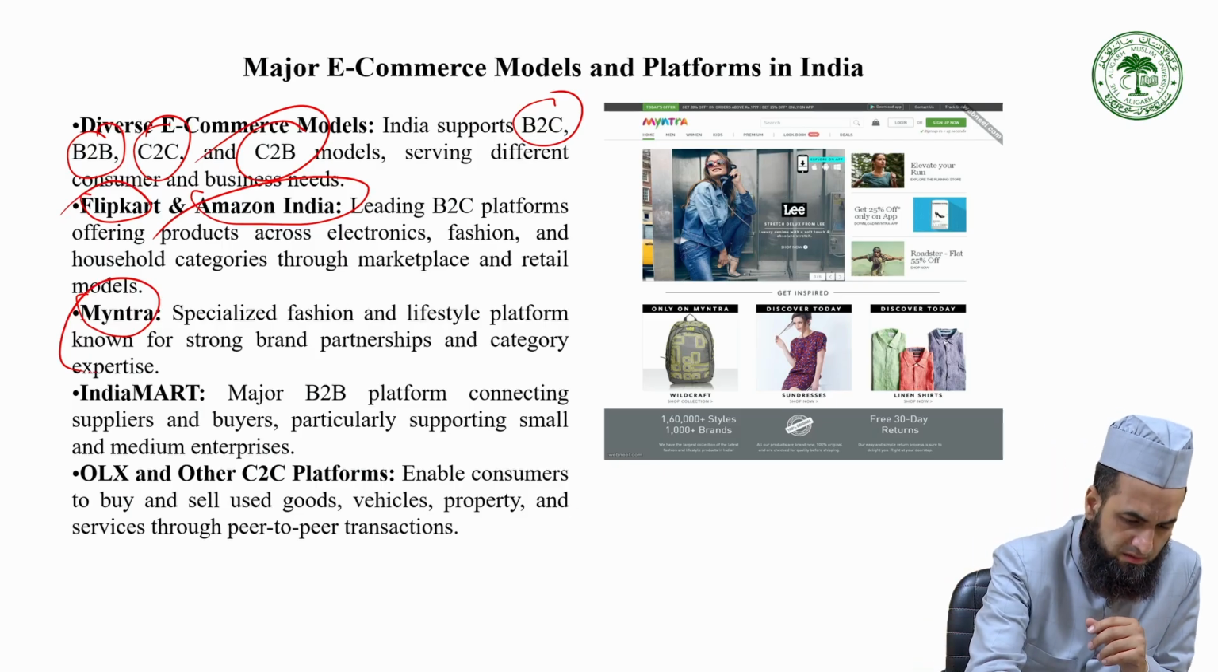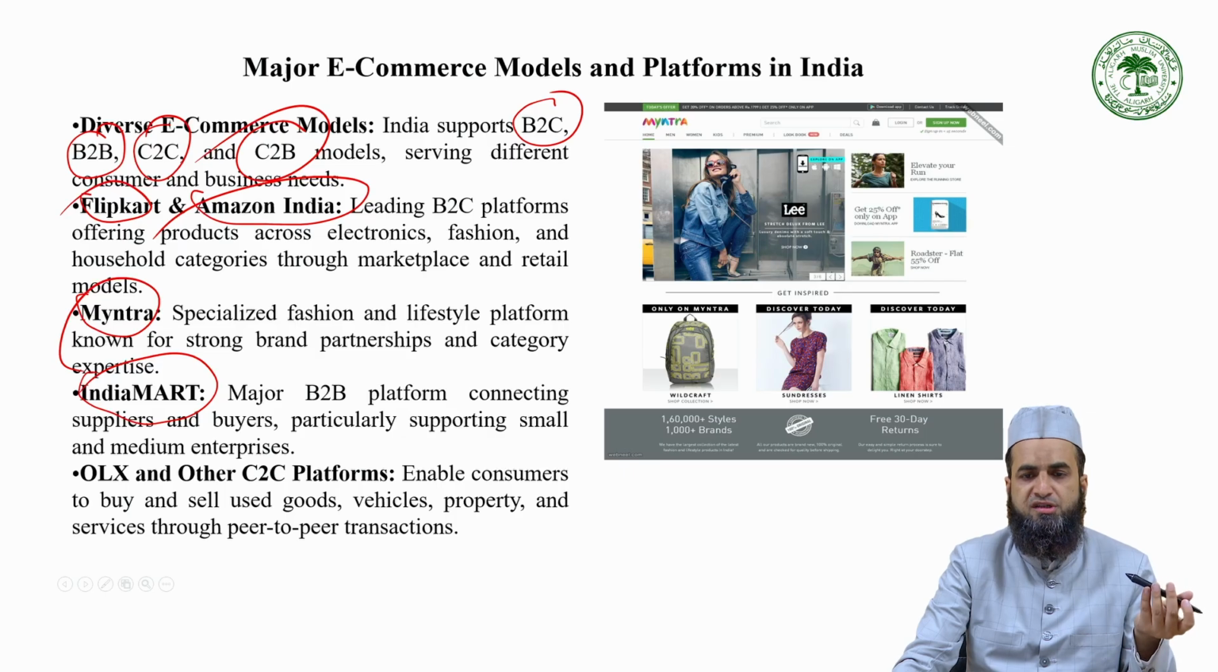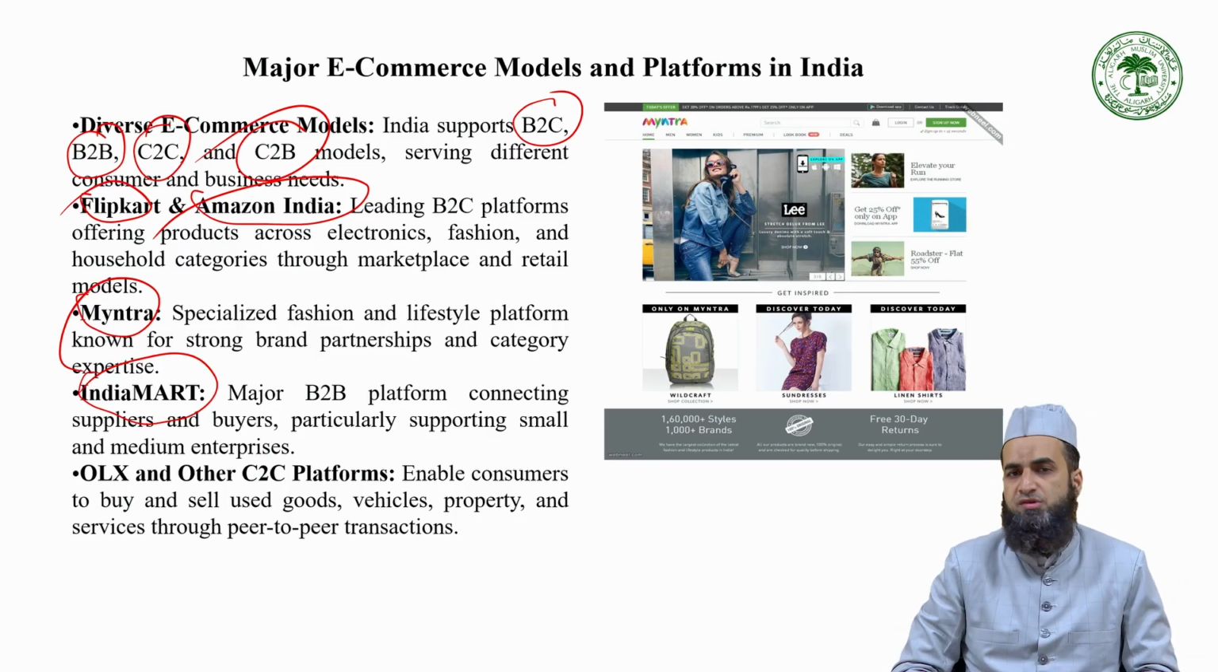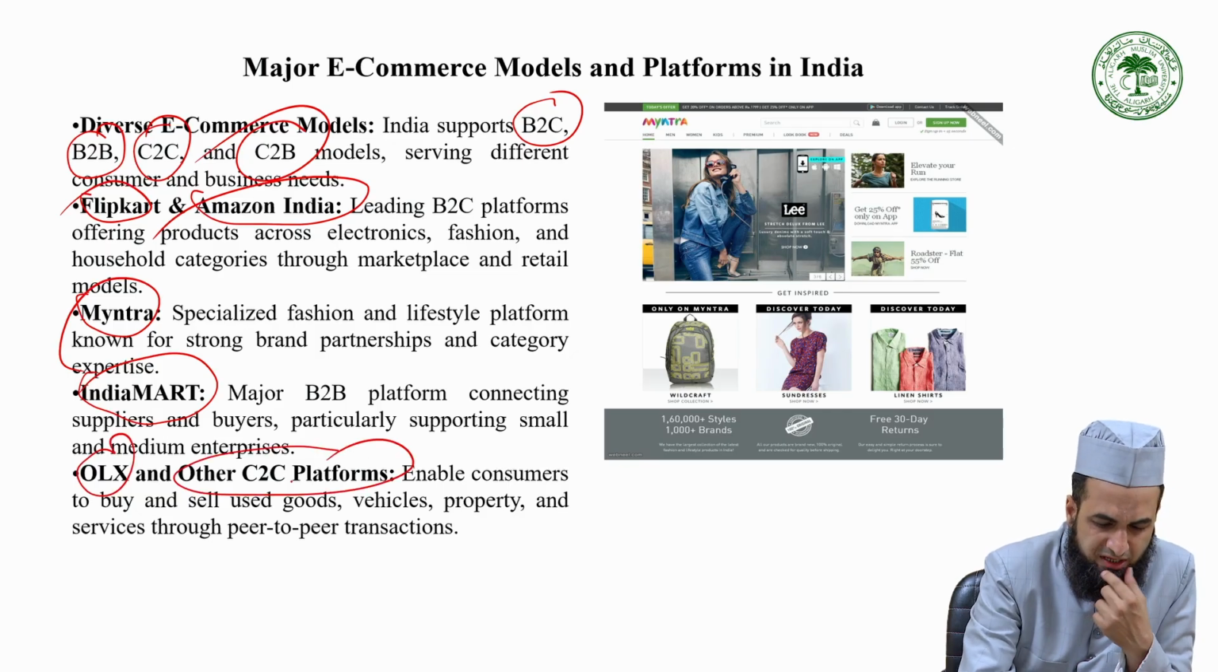Then IndiaMART, we had talked about it also in the previous videos. IndiaMART shows the significance of B2B e-commerce in India. It connects suppliers and buyers for wholesale and business procurement, helping firms identify sellers, compare quotations, and access broader commercial networks. This platform is especially important for small and medium enterprises that require market visibility and supplier access without building expensive offline networks.